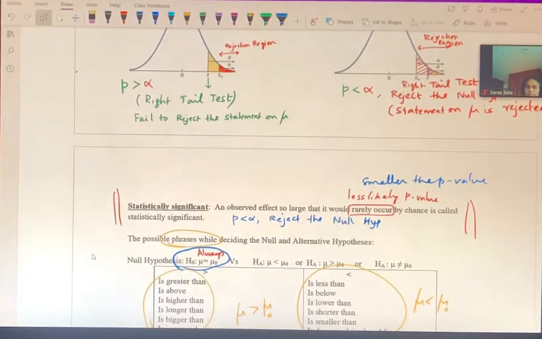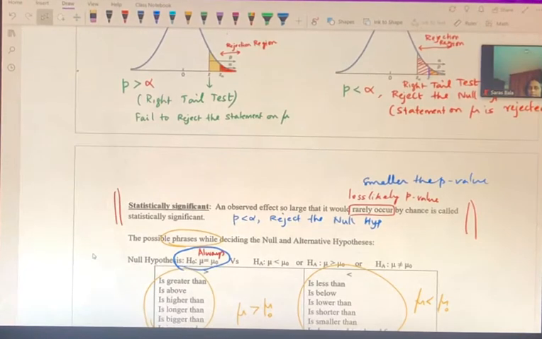What I mean by statistically significant is a smaller p-value or rare event. If it is rarely happening, or if it is less likely to happen with a smaller p-value, that's what we call statistically significant. That's the technical term that we are using here. The observed effect is so large that it would rarely occur by chance, which is nothing but the rare event. The rare event is going to give you a less likely probability value, which is going to be lesser than alpha. That means it's going to be falling in the rejection zone.